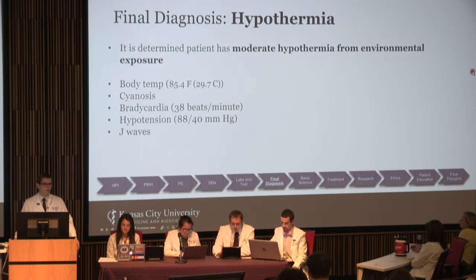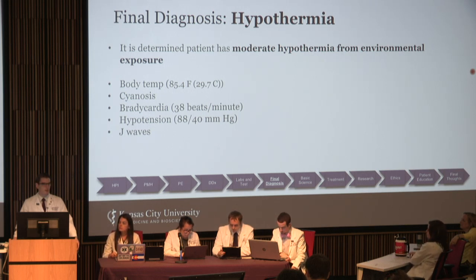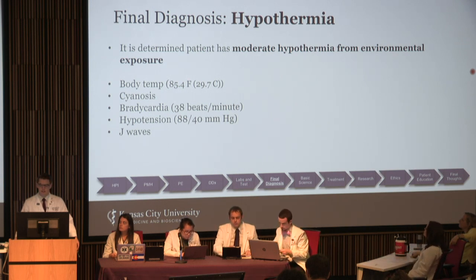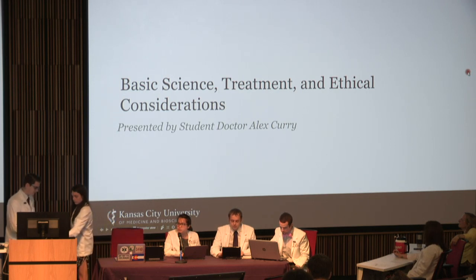Finally, because of all of these symptoms and tests that we have seen, we came to the conclusion that the patient had moderate hypothermia from environmental exposure. We decided this based on the patient's body temperature, which is 85.4 degrees Fahrenheit, well within that range. The patient's tissues were cyanotic. He had bradycardia and hypotension, as well as the characteristic J waves seen in all of the leads of his EKG. Now I will turn the time over to student Dr. Alex Curry for the rest of the presentation.